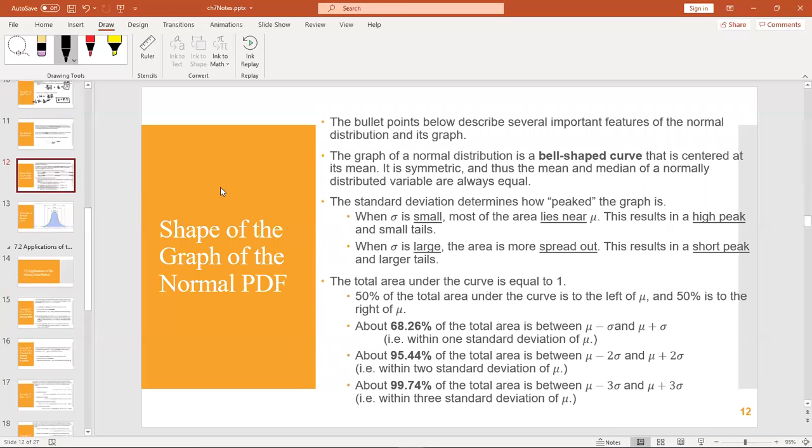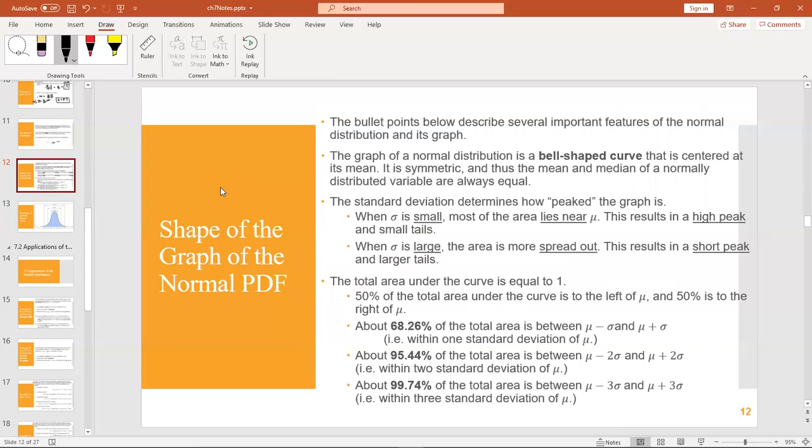So some features of the normal curve and its graph. It is bell-shaped. If you've ever heard reference to the bell curve, this is it. The mean and median: one thing that's special about it is that the mean and the median are actually the same. So the data are not skewed in any particular direction. You don't have lots of really small values or lots of really large values offsetting how the distribution falls out.